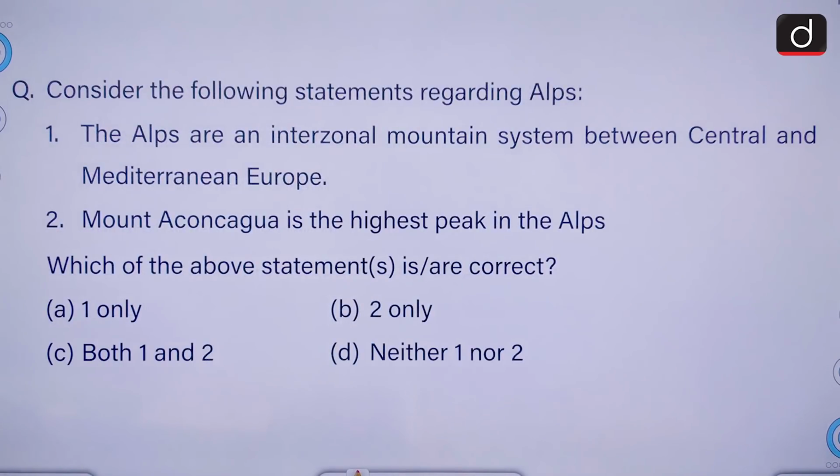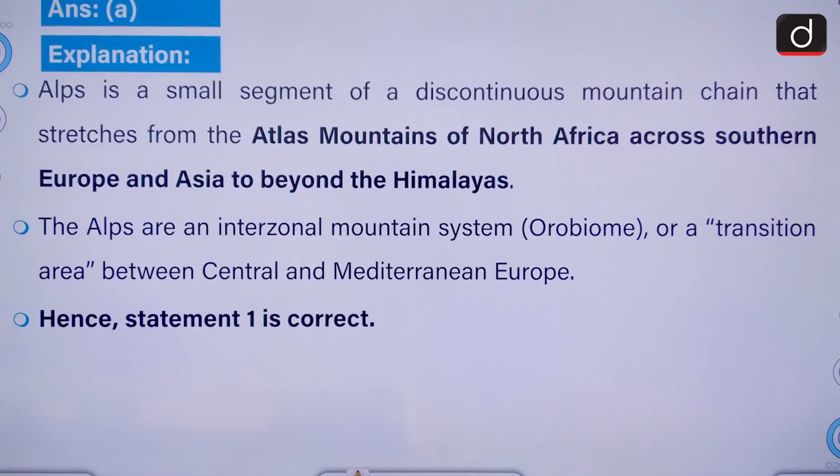Consider the following statements regarding Alps. The Alps are an interzonal mountain system between Central and Mediterranean Europe. Mount Aconcagua is the highest peak in the Alps. So we have to select the correct statement. Only first is correct, A is the correct answer.